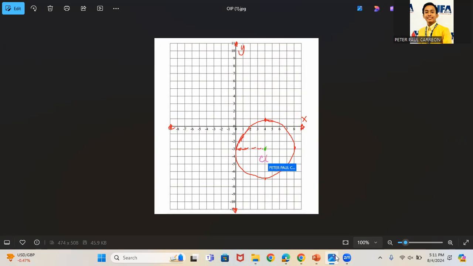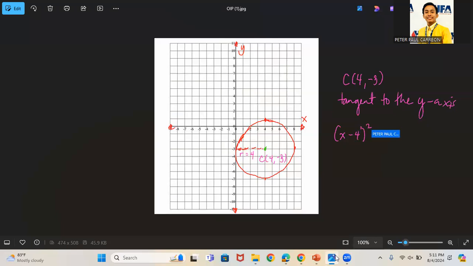Let's label the center at (4, -3), and then our radius r is 4. Given this condition, we already have a center-radius form. Algebraically, our given is center at (4, -3), tangent to the y-axis. So to form the standard equation, we now have the quantity (x - 4) squared plus the quantity (y + 3) squared. Do you agree? Is equal to 16.